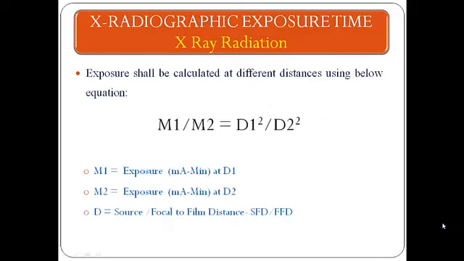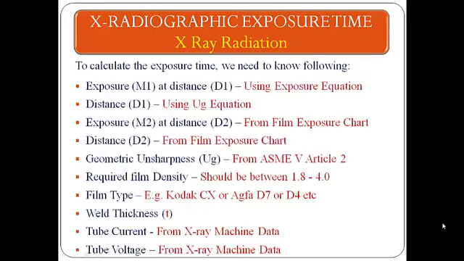Exposure shall be calculated at different distances using the below equation. M1 over M2 is equal to D1 square over D2 square. M1 is equal to exposure in milliampere minute at D1. M2 is exposure in milliampere minute at D2. And D is the source or focal to film distance, which we call SFD or FFD.